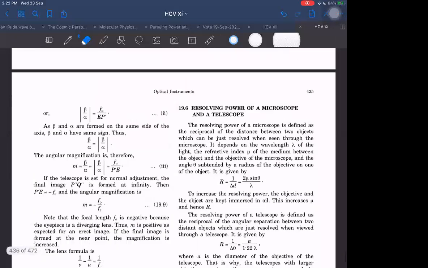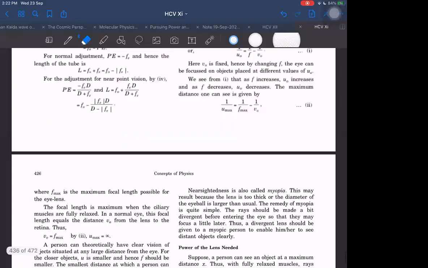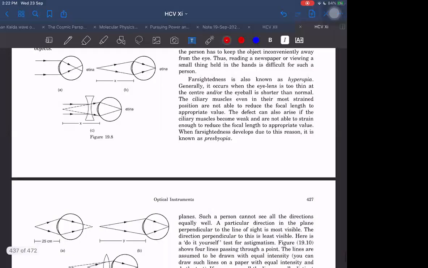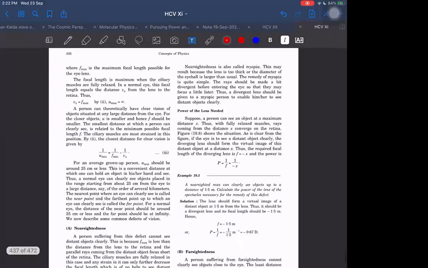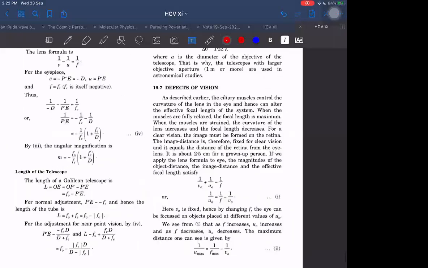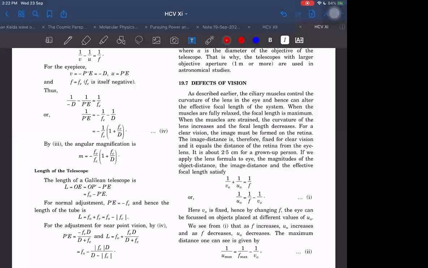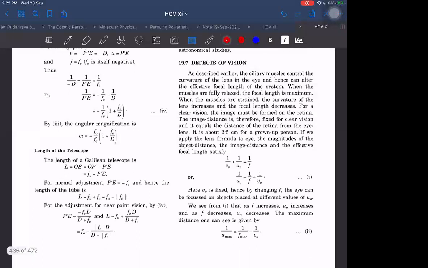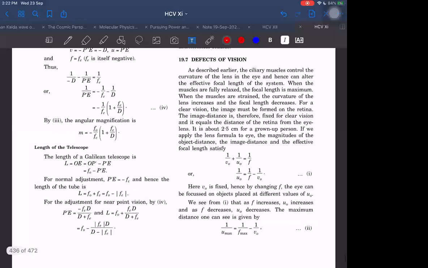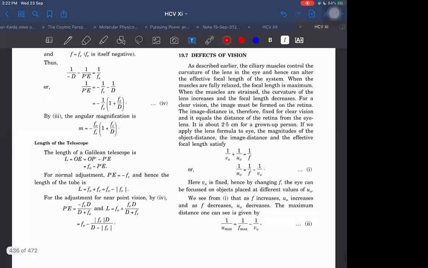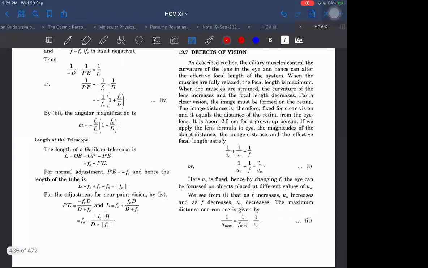Let me see now. Where are the defects of vision given? Nearsightedness, yes, here. These are the defects of vision, right? So, same formula, 1 by V plus 1 by U is equal to 1 by F. Is it the formula 1 by V plus 1 by U? Is it not 1 by V minus 1 by U? What is the actual formula for lens? 1 by V minus 1 by U is equal to 1 by F. So is this the right formula? This is not the right formula.